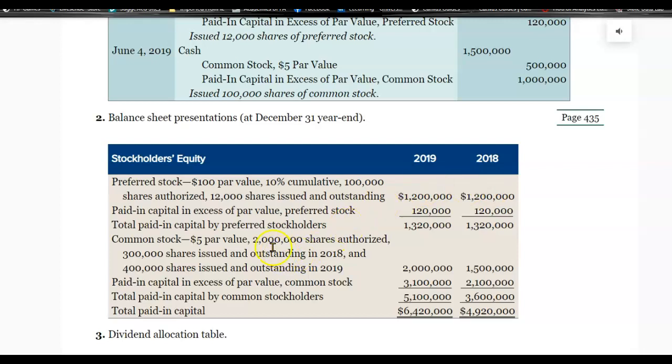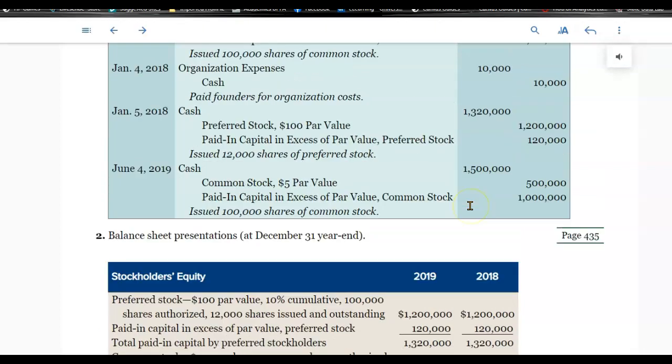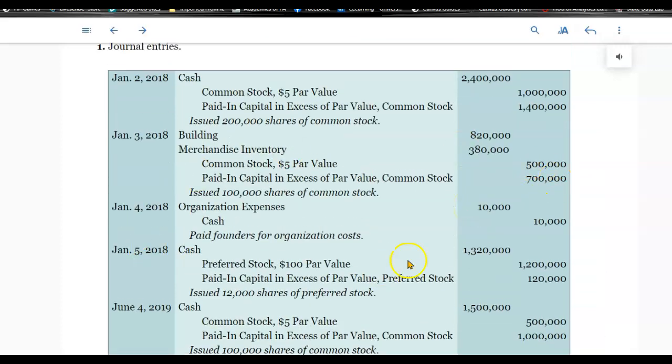All right, so again, what we do is we have our preferred stock listed first here, and so we have what has been issued and then the paid in excess. All right, and we just pull this from the journal entries. And again, you can take these journal entries here and turn them into T accounts. That's really easy to do.